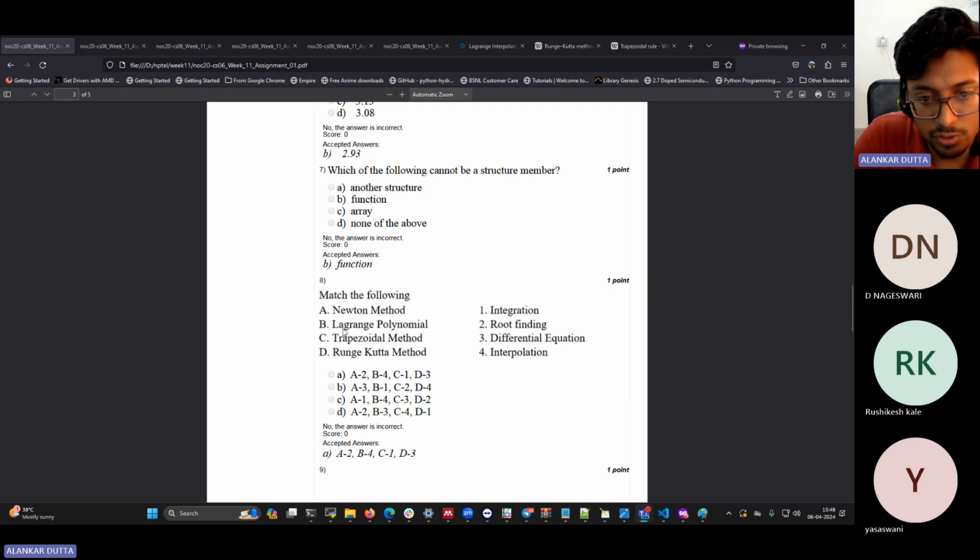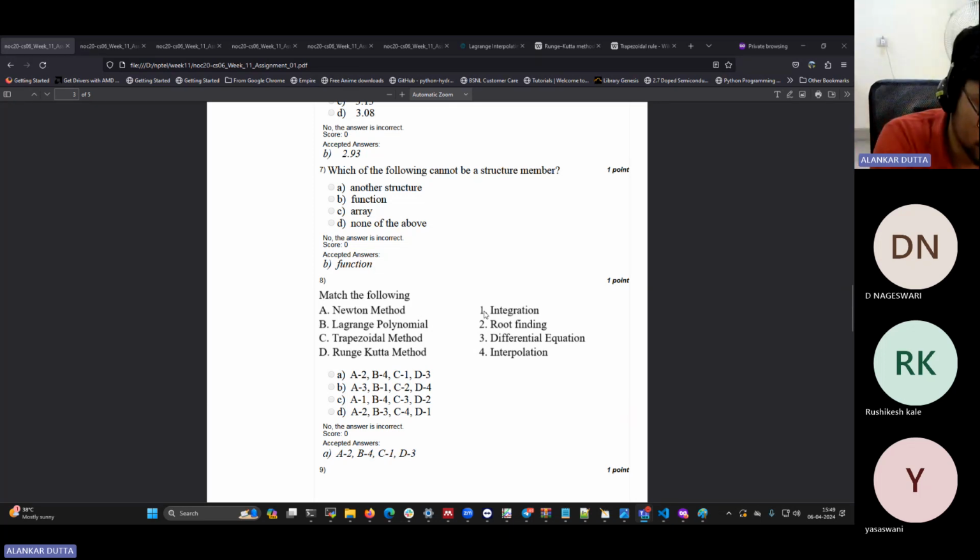The next is about Lagrange polynomials, and at the beginning of today's session, we discussed a lot about Lagrange polynomials, and these are used for finding out interpolation of a function. So then B matches with 4, which is interpolation, and then trapezoidal rule. This is also something which we have covered a while ago. This is used for numerically integrating different functions, and therefore C matches with 1.